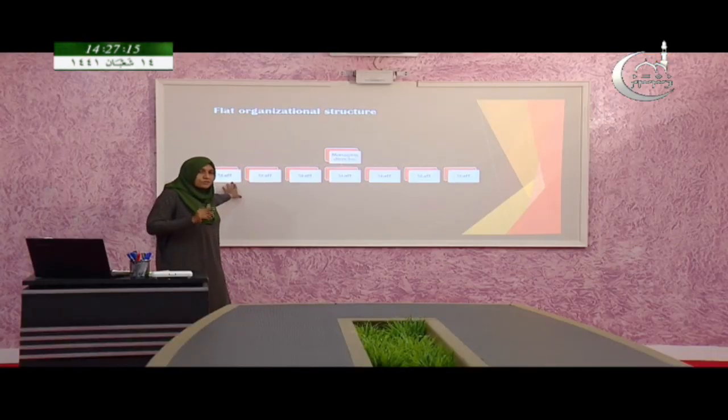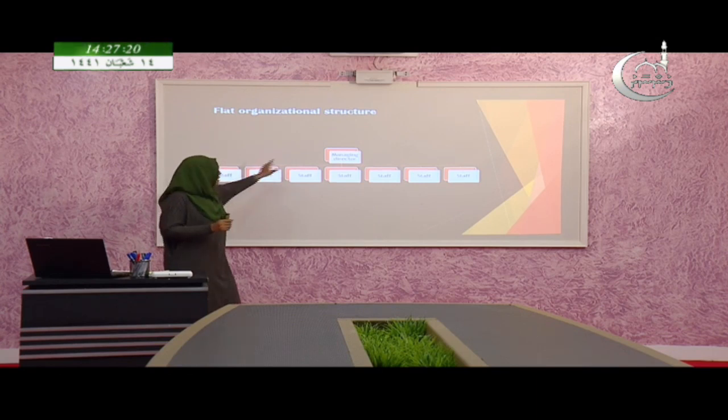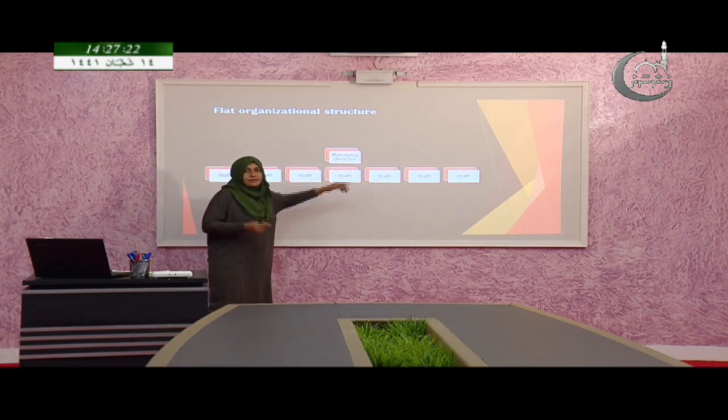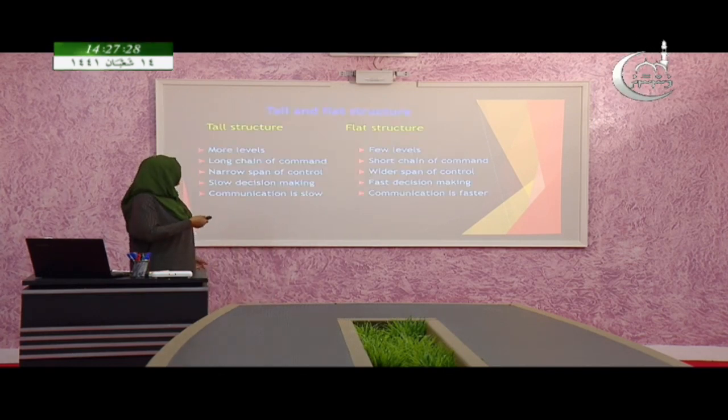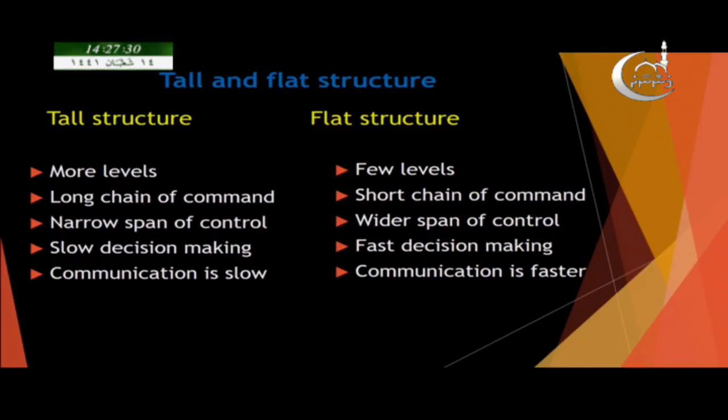Narrow span of control means few employees are working under one manager. Okay. Wide span of control means more employees are working under one manager. Don't confuse these two. Okay. Then it is the difference. This is what we have discussed.